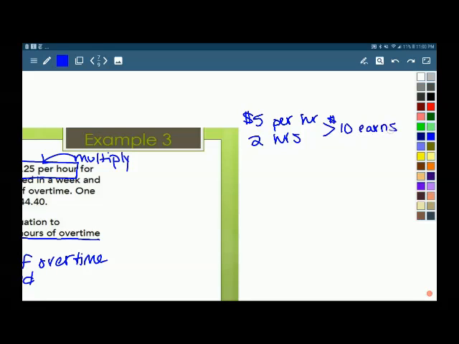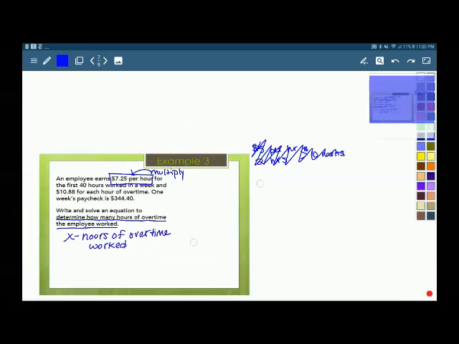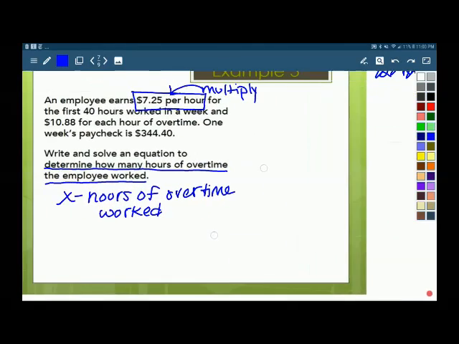Okay? If you worked 1 hour, you'd earn $5. If you worked 2 hours, you'd earn $10. Okay? So that's just a little example of where we're getting that "per" is multiply. You just multiply it by the number of hours. So you get $7.25 per hour, but that's for the first 40. So they already tell you what they want us to multiply by.